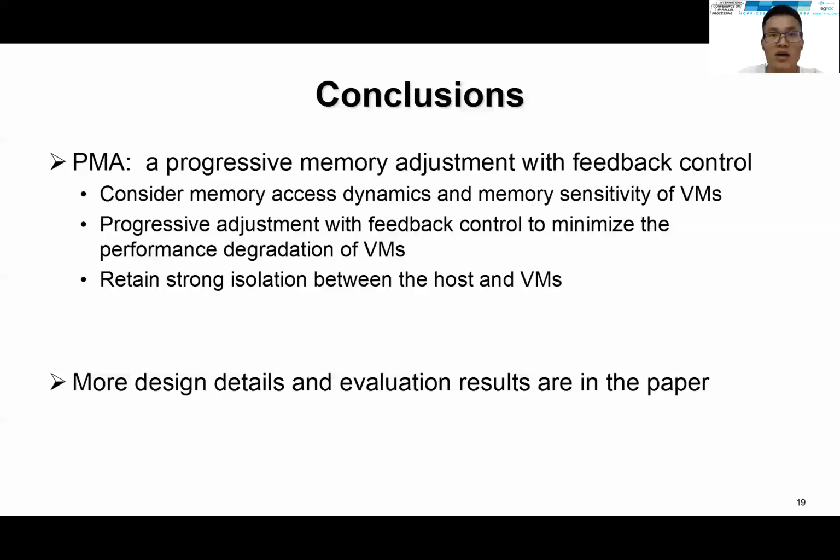In our work, we propose PMA, a progressive memory adjustment with feedback control for full virtualization systems. PMA takes into consideration memory access dynamics and memory sensitivity of different VMs. PMA minimizes the performance degradation of VMs through progressive memory adjustment with performance feedback control. Besides, PMA retains strong isolation between the host and the VMs. More design details and evaluation results are in the paper.